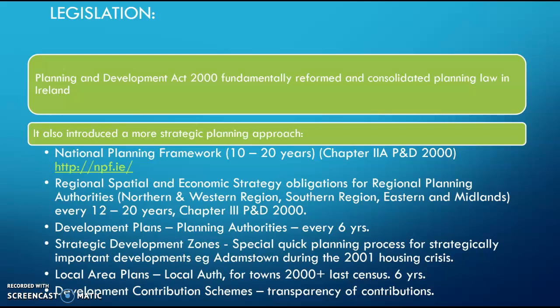So first of all, the countrywide framework of the National Planning Framework that has a 10 to 20 year lifespan, provided for in Chapter 2A of the Planning and Development Act 2000. And then sort of sub-level below that, the country is divided into 3 regions that have their own strategies that have to comply with the National Planning Framework, but they can have their own variations based on the particular features of those regional areas. So they're regional spatial and economic strategies. And they last for 12 to 20 years, so within the framework of the National Planning Framework, within that 20-year time frame. And they're provided for in Chapter 3 of the Planning and Development Act 2000.